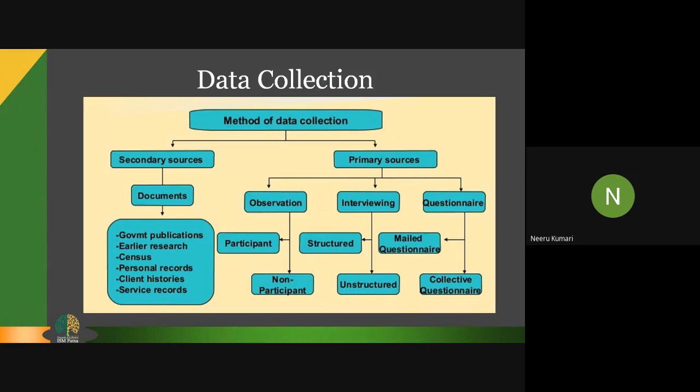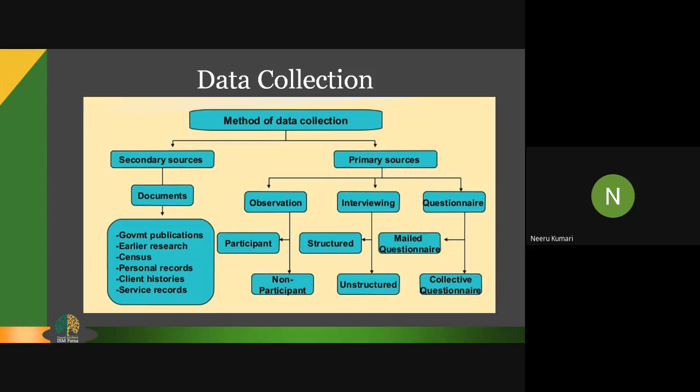So keep this in your mind: whenever we talk about observation, it is possible that you can gain information by participating, and even by non-participating. By indirect participation, you can still gain the relevant knowledge and information. So is the concept of primary sources clear with everyone? Questionnaire, interviewing, and observation. These are the three prime ways in which we can collect primary sources. One is questionnaire, the second is interviewing, and the third is observation.